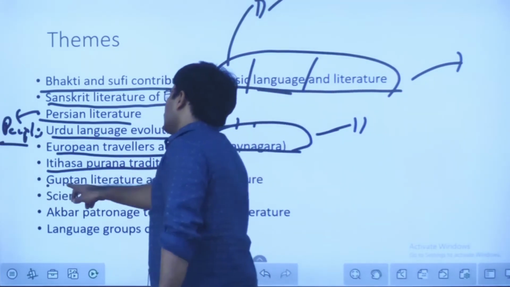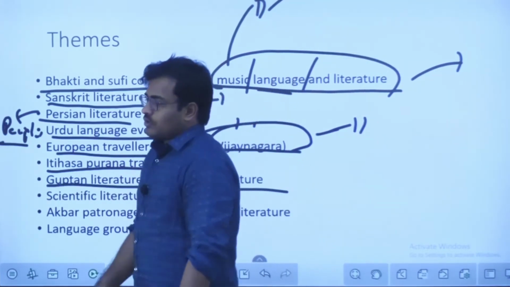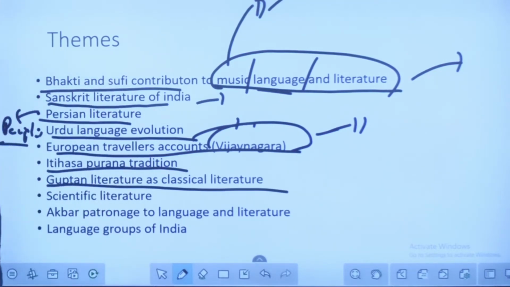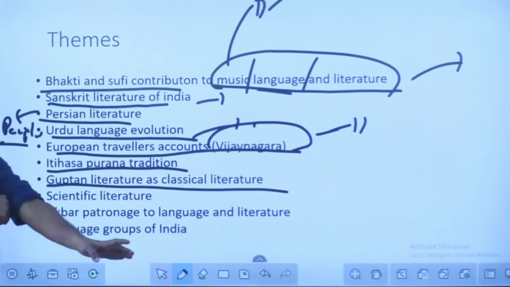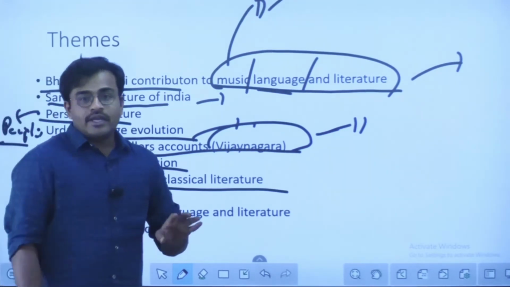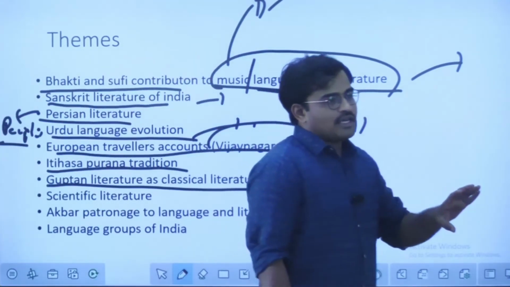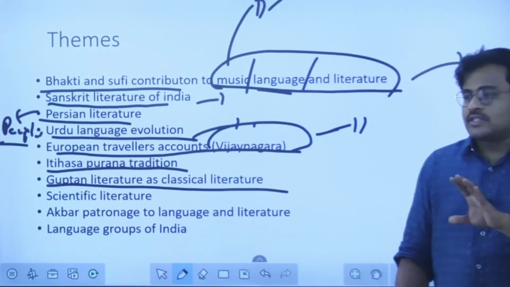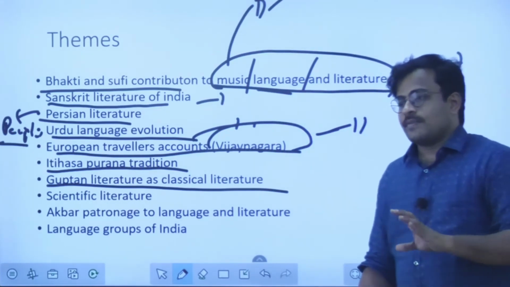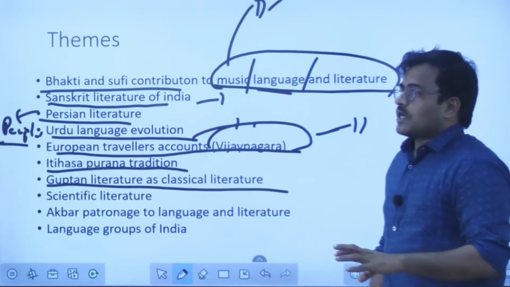Then they can ask a question on Gupta literature period. Gupta literature is a classical literature of India, just like Krishnadevaraya's. Krishnadevaraya's patronage to literature was very important. In a similar fashion, with respect to North India, Gupta patronage towards literature is very significant. You have Kalidasa, Amarasimha.